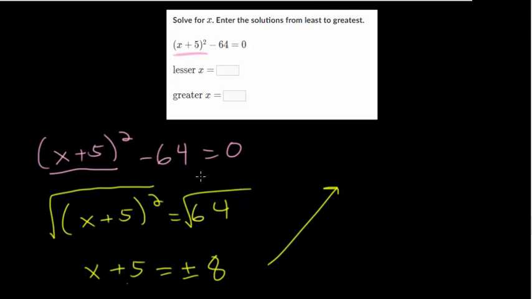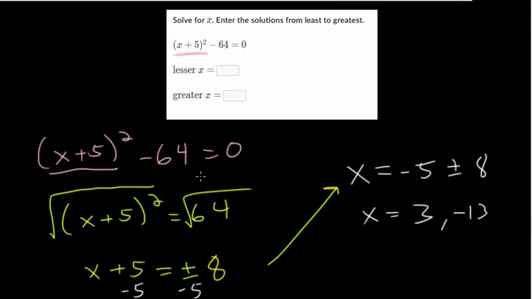And so to solve for x, you're going to have to subtract 5 on each side. And in general, when you're adding or subtracting, I would recommend putting it in front of the plus or minus. A lot of times it doesn't matter, but it's a good habit to be into. So x is negative 5 plus or minus 8. And so now we can actually add 8 and subtract 8 to figure out what x is equal to. So minus 5 plus 8 would be positive 3, and minus 5 minus 8 would be minus 13.